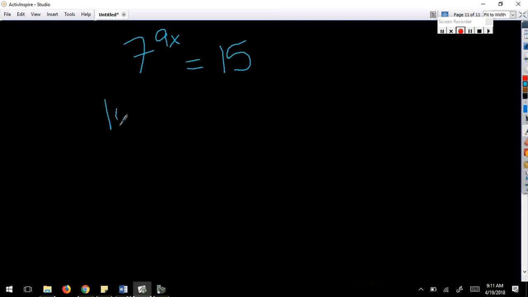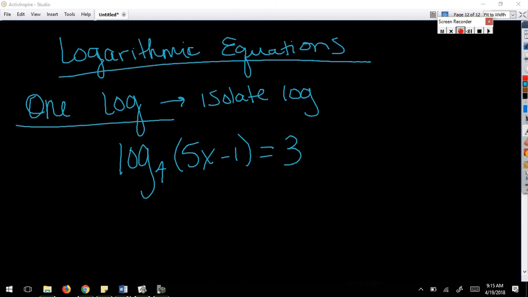So Banks, tell us, log what? What's the base? Well, I was just gonna say log, because I knew you had to do that. What's the base? 9. Of, well, it's going to be 15 because the log always equals the exponent.